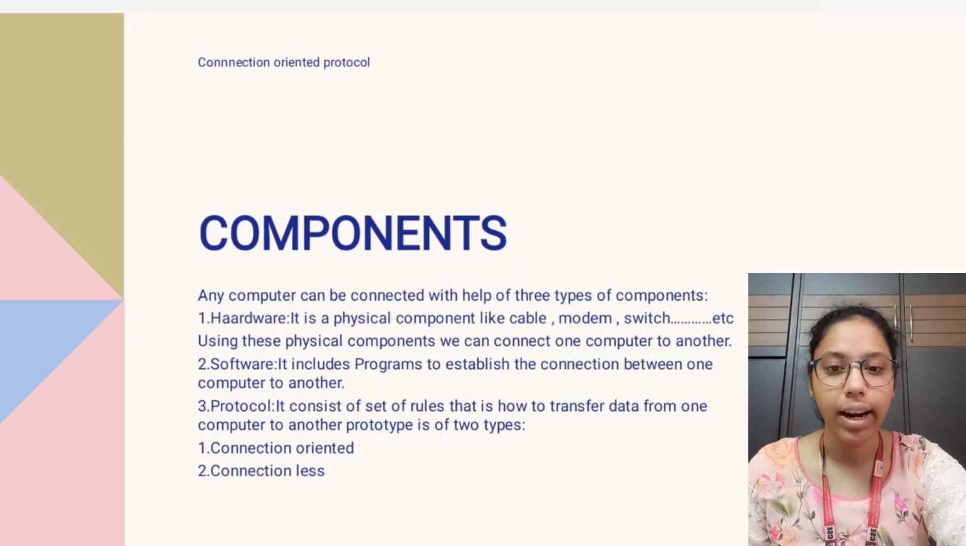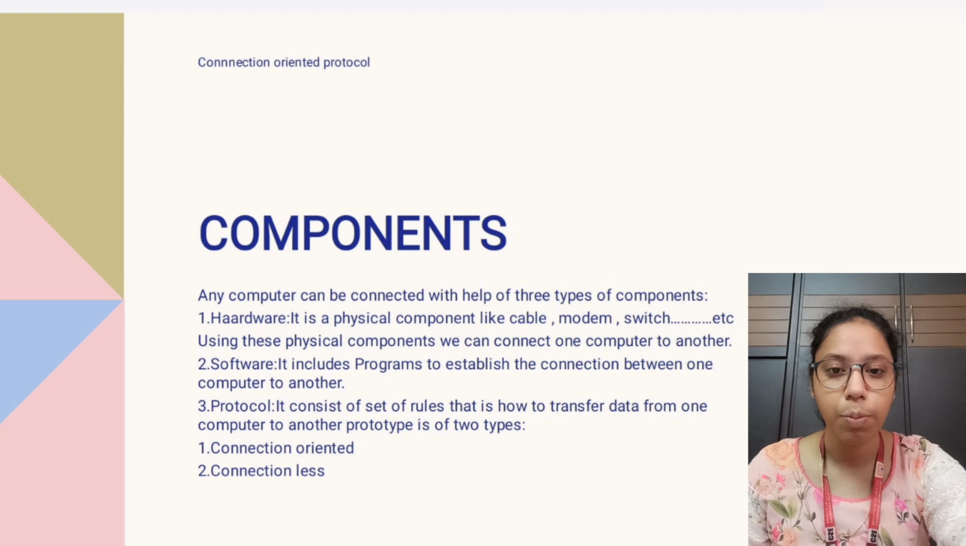Using these physical components between two computers, we can connect the data from one computer to another computer. While connecting the data from one computer to another computer, one of the computers acts as a server and the other one acts as a client, or vice versa. The second one is software components. Software components include programs used to establish the connection between one computer and another computer.